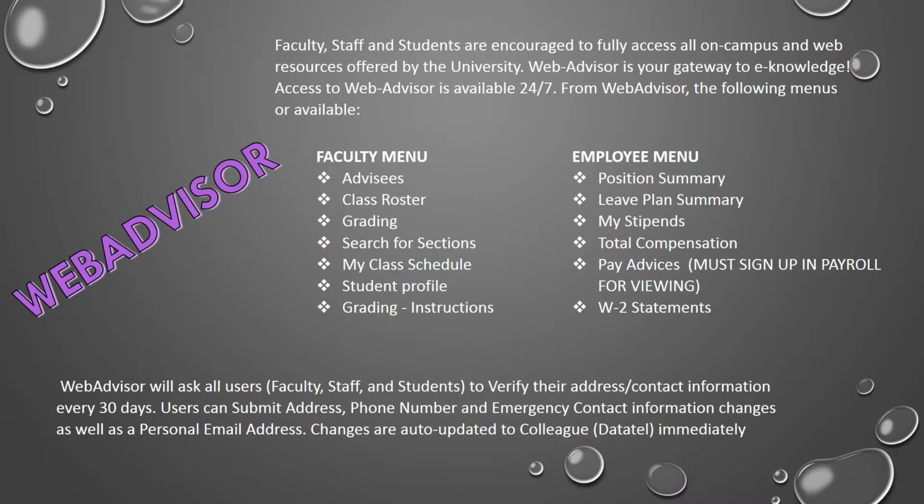From Web Advisor, the following menus are available: your faculty menu, advisees, class roster, grading, search for sections, my class schedule, student profile, grading, and instructions. From the employee menu, position summary, leave plan summary, my stipends, total compensation, pay advices, you must sign up with payroll for viewing this information, and your W-2 statements.